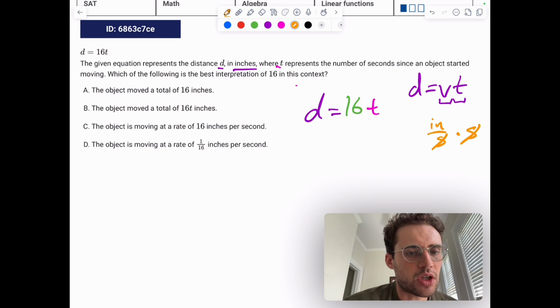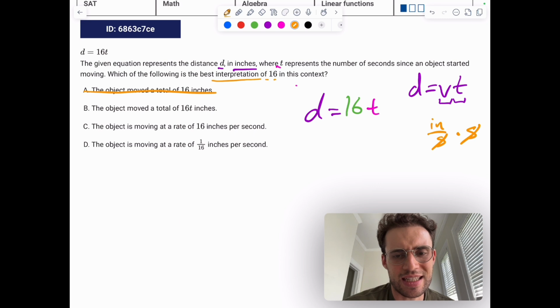The object moved a total of 16 inches. No, it doesn't have to do with total distance traveled. The object moved a total of 16t inches. This is the best interpretation of 16 in this context? I mean, that's true, right? It's 16 times t, but that's not really an interpretation of 16.